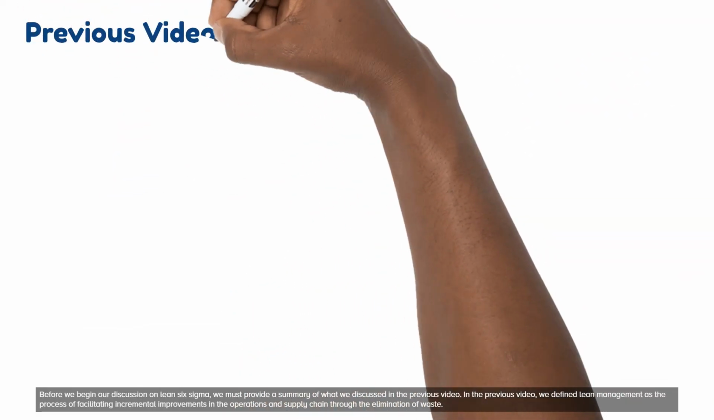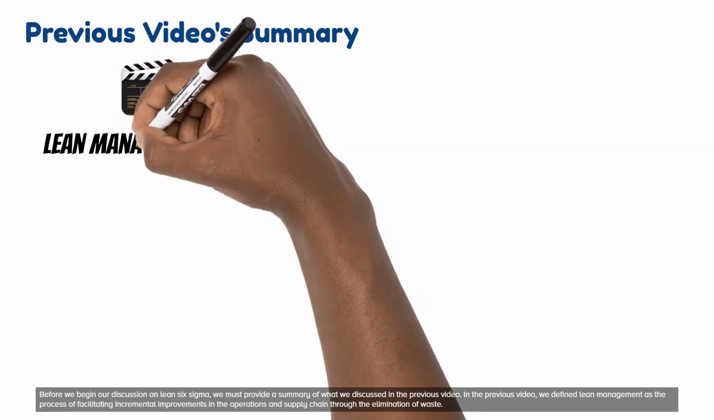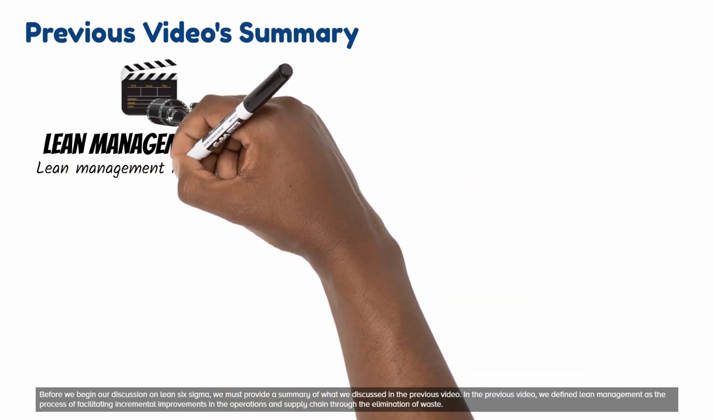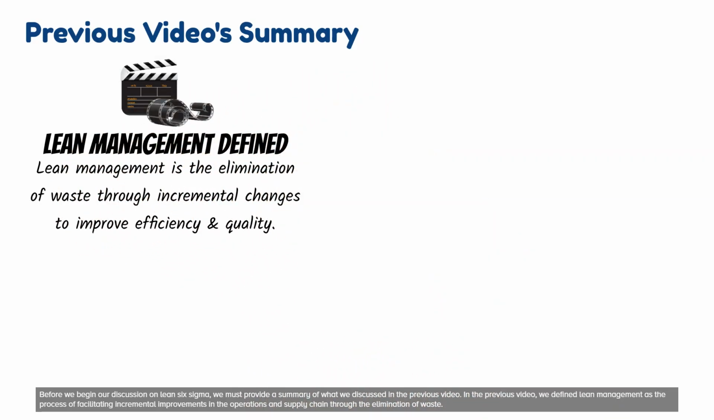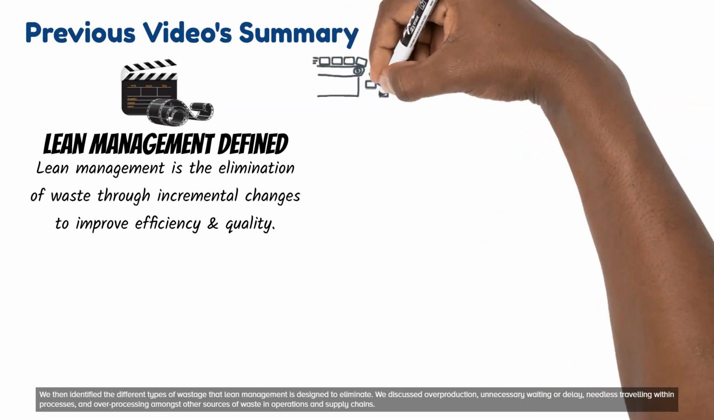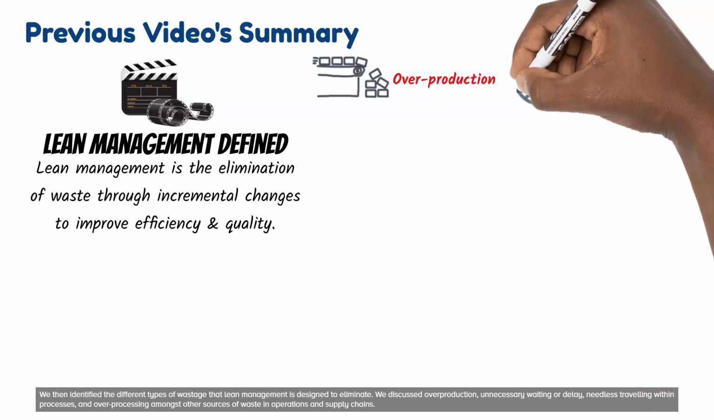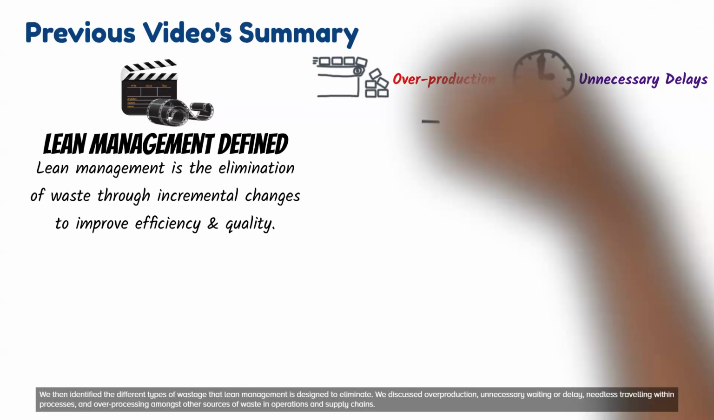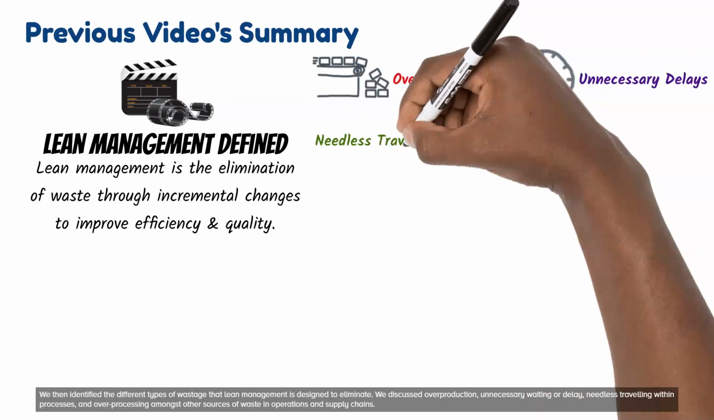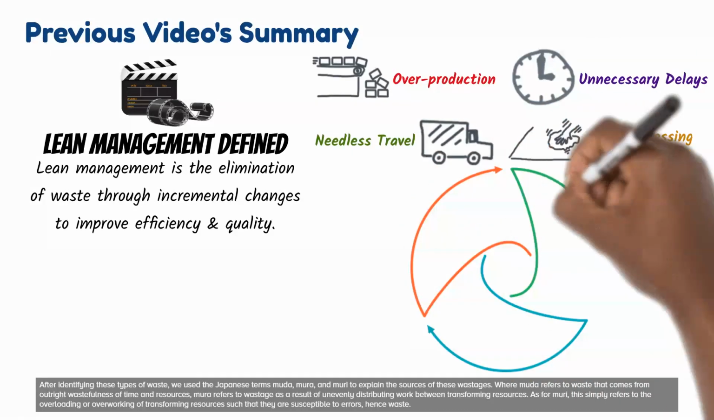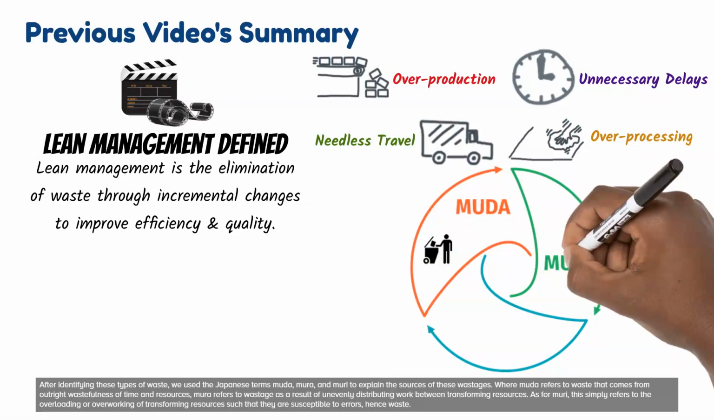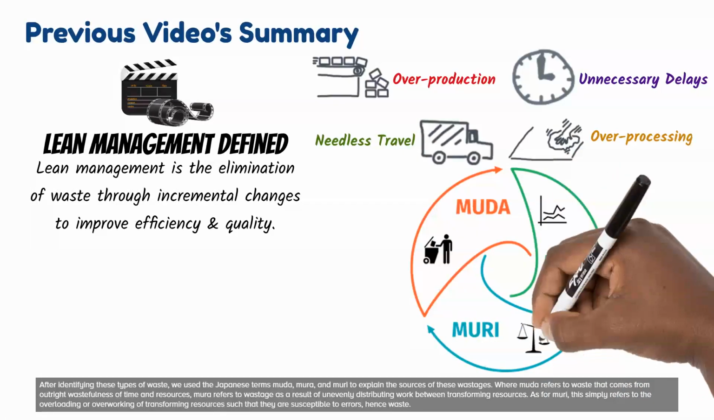Before we begin our discussion on Lean Six Sigma, we must provide a summary of what we discussed in the previous video. In the previous video, we defined lean management as the process of facilitating incremental improvements in the operations and supply chain through the elimination of waste. We then identified the different types of wastage that lean management is designed to eliminate. We discussed overproduction, unnecessary waiting or delay, needless traveling within processes, and overprocessing amongst other sources of waste in operations and supply chains. After identifying these types of waste, we used the Japanese terms muda, mura, and muri to explain the sources of these wastages.